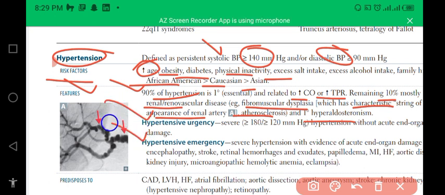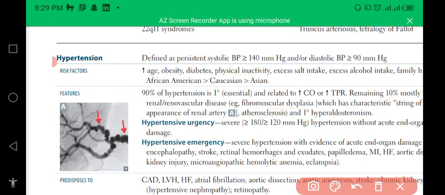Hypertensive urgency and hypertensive emergency are two different types. In hypertensive urgency, no end organ damage occurs, while in hypertensive emergency there is severe hypertension with end organ damage like MI, heart failure and aortic dissection, kidney injury, microangiopathy, anemia, eclampsia.